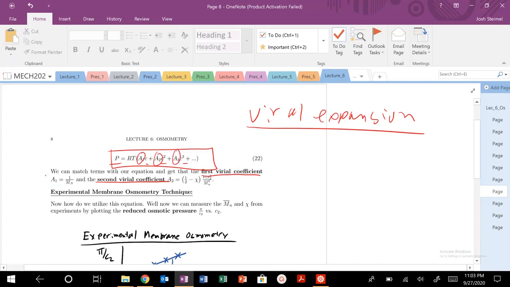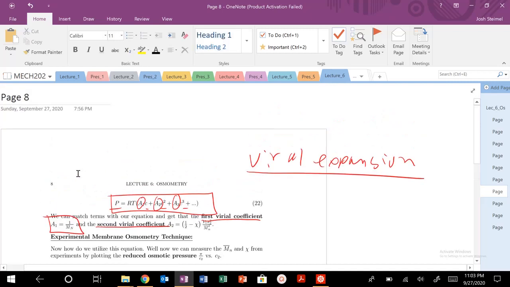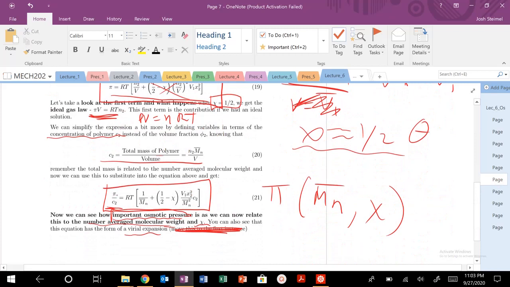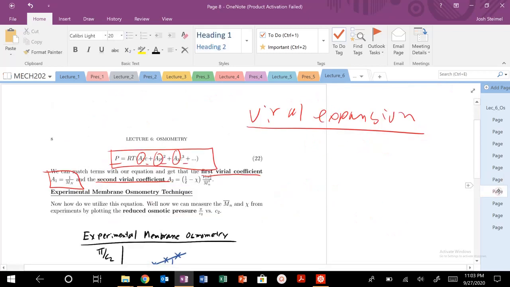So we see our first virial coefficient in our expression above. Let's go back. Pressure here, you multiply by the concentration here, concentration squared. So this is our A sub 1. And this whole thing here would be our A sub 2. So in terms of our virial equation, we get our first virial coefficient and second virial coefficient.